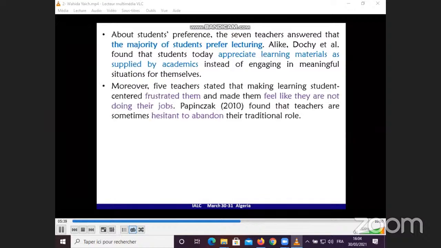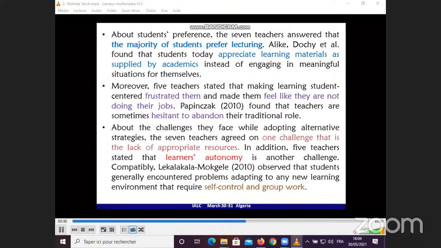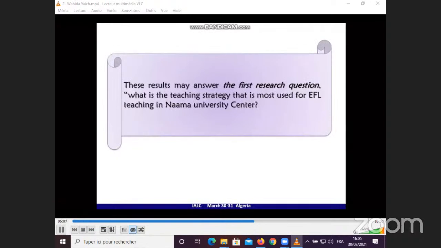Moreover, 5 teachers stated that making learning student-centered frustrated them and made them feel like they are not doing their jobs. About the challenges they face while adopting alternative strategies, the 7 teachers agreed on one challenge, that is the lack of appropriate resources. In addition, 5 teachers stated that learner autonomy is another challenge that faced them. These results may answer the first research question, which is what is the teaching strategy that is most used for EFL teaching in Naama University Center?